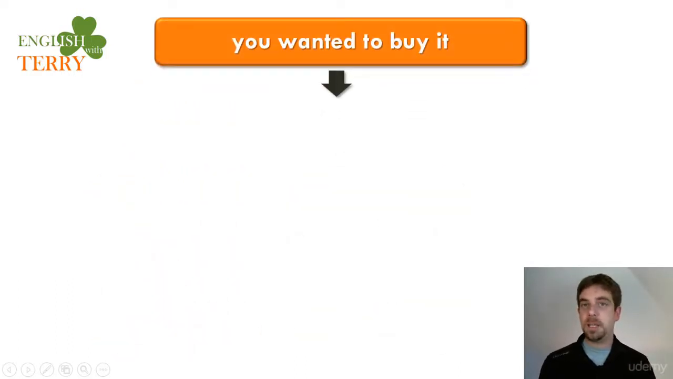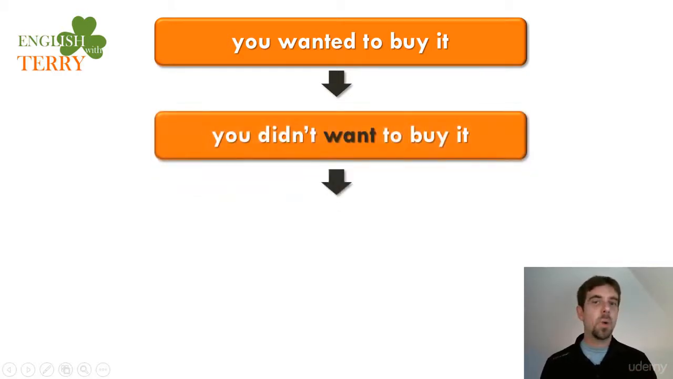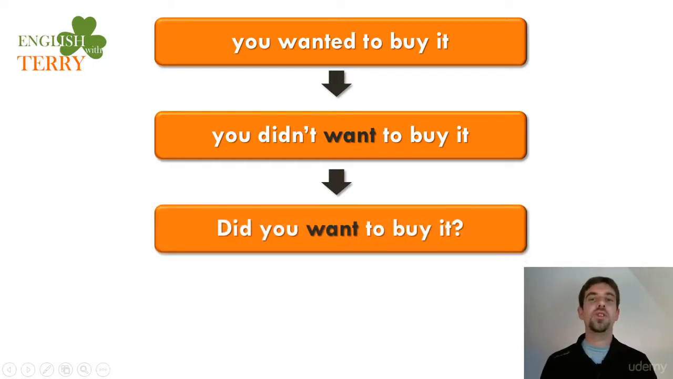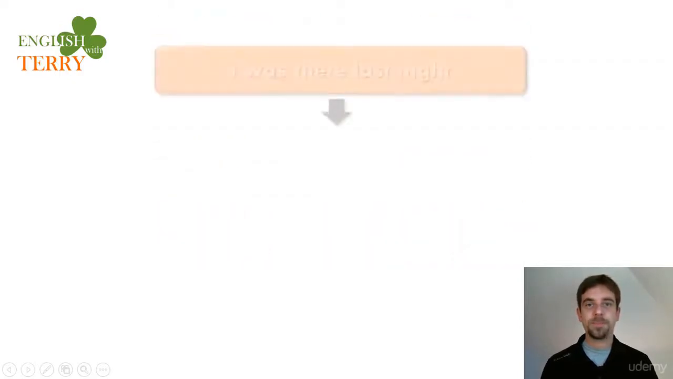The big idea with the rules of the past tense is that in the affirmative, the positive sentence, you have the past tense word, wanted. But the moment you go into the negative, you say didn't want. That's so important. That's the number one mistake with the past tense. There are people saying, he didn't wanted. He didn't want. And the question: did you want to buy it? Okay? That's the important part about this.